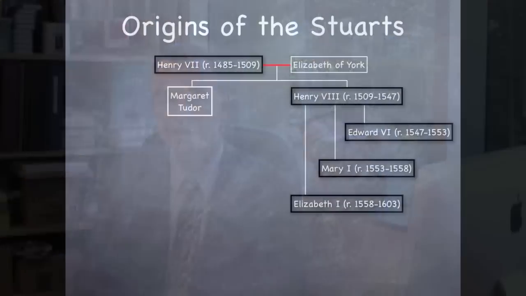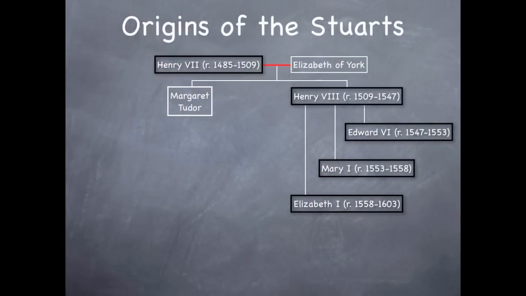To find an heir, she had to go all the way back up the family tree to find someone related to her who wasn't a Catholic, who'd be a suitable monarch for England. And that story begins with Margaret and her first husband, King James IV of Scotland. Now, they had a son who went on to become King of Scotland, King James V.